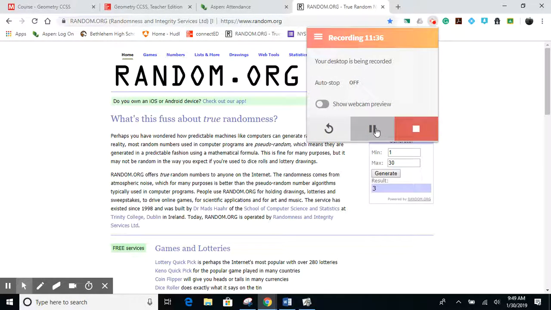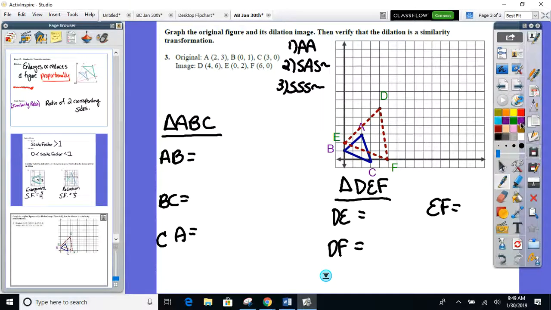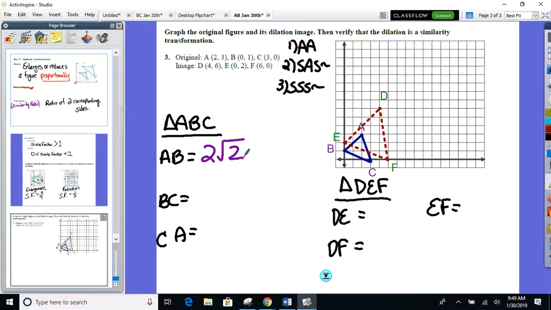All right, if it wasn't your responsibility, make sure we get it down. AB group, what do you got for me? 2 radical 2. BC group, what's up? Square root of 10. CA group, also square root of 10, huh? Little bonus right now. What type of triangle is ABC? All right. DE group, what do you got for me?